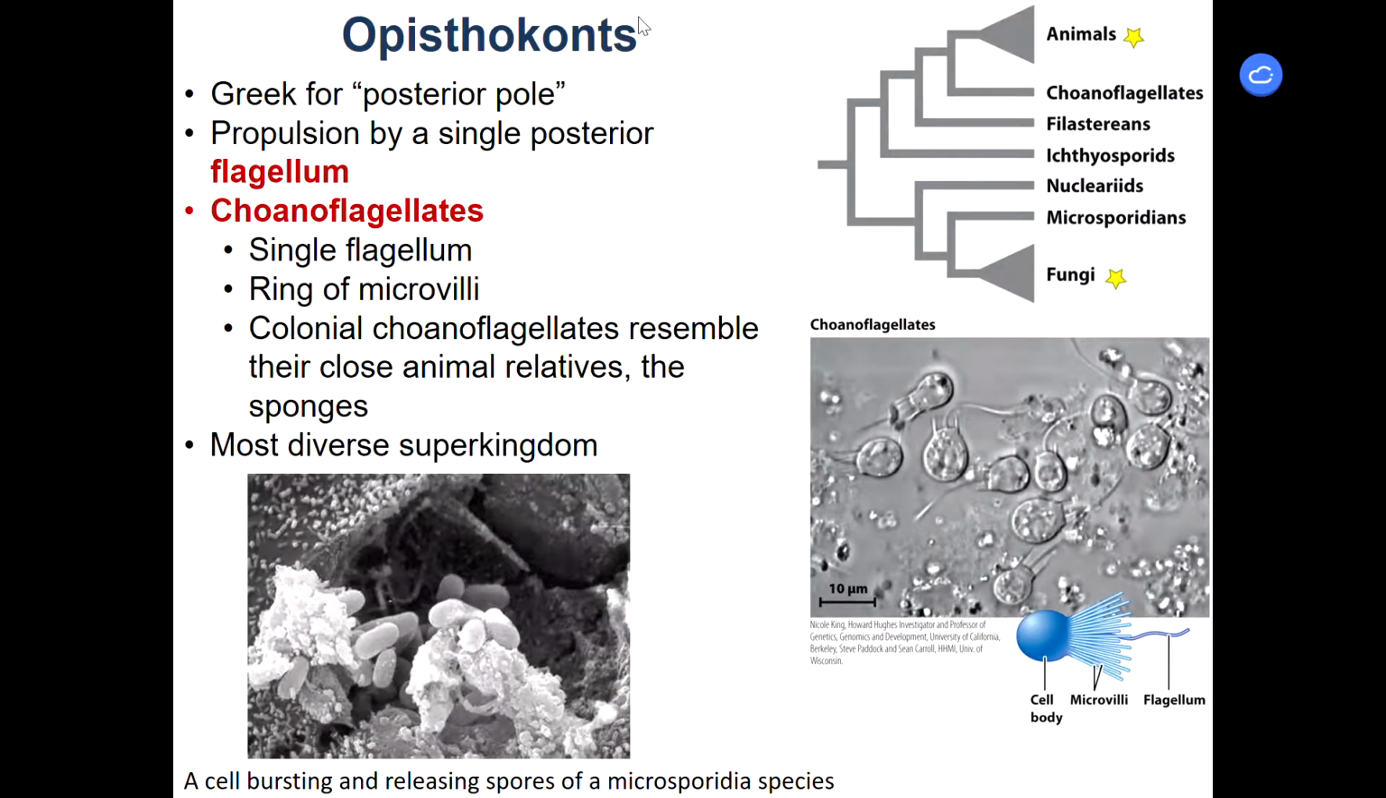So I said animals are opisthokonts, which means humans are opisthokonts. Does anybody know what cell humans have that has this defining characteristic, that propulsion is done by a single posterior flagellum? Yeah, sperm. Sperm is the only cell that most animals still have that keeps this particular defining characteristic.